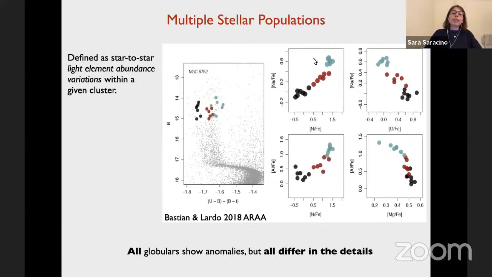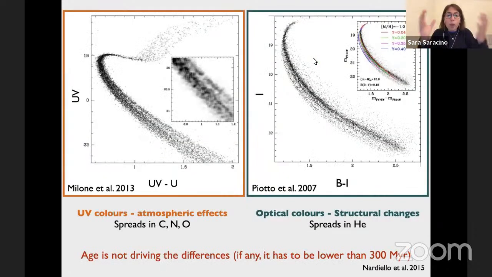So actually, when you look photometrically at globular clusters in the optical or in the ultraviolet, you see that these multiple sequences are always there, but they trace different abundance variations. For example, if you look at optical colors here on the right, you see that these multiple sequences are due to structural changes, in the sense that this is not an effect due to stellar evolution.